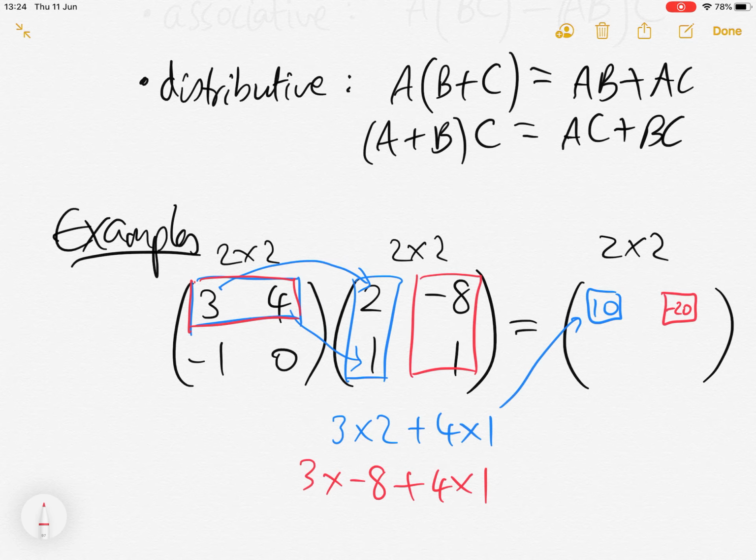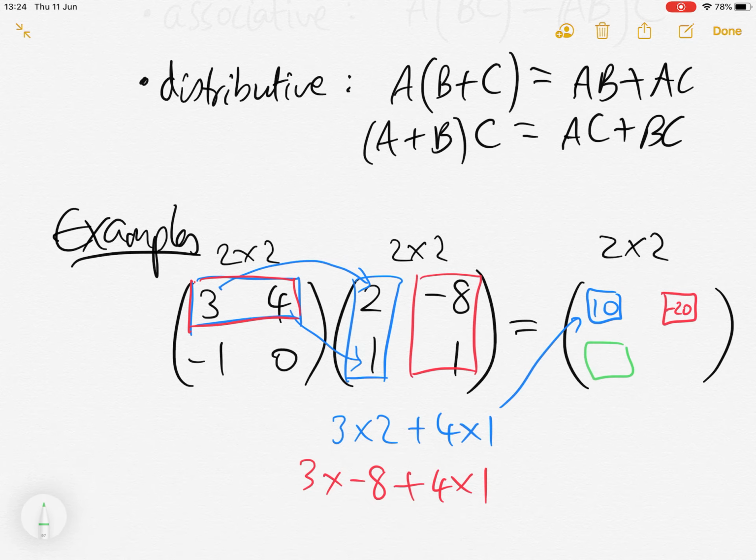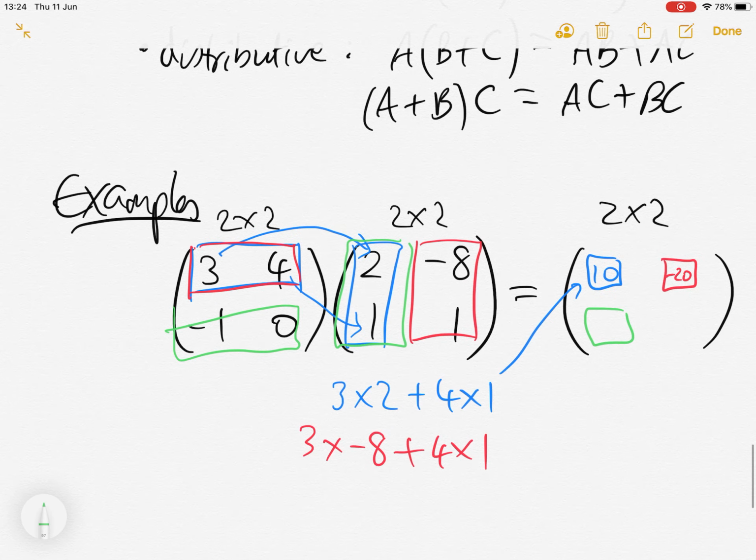So minus 20 is the second entry. And then the third entry we'll do in a green box. Well, this is the second row and the first column. So we do the same thing with the second row and the first column. Minus 1 times 2 plus 0 times 1 is minus 2.